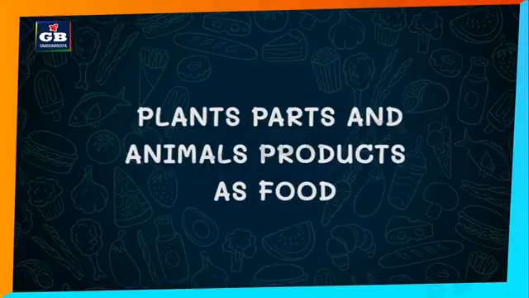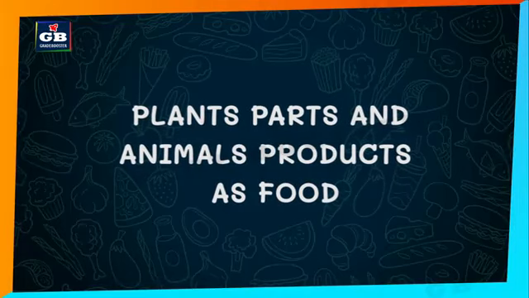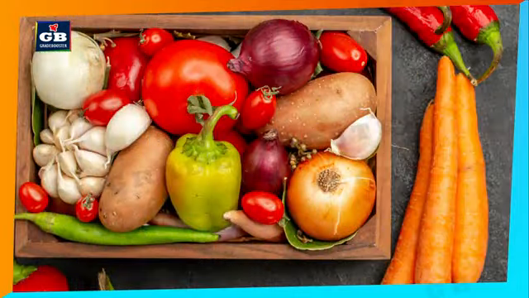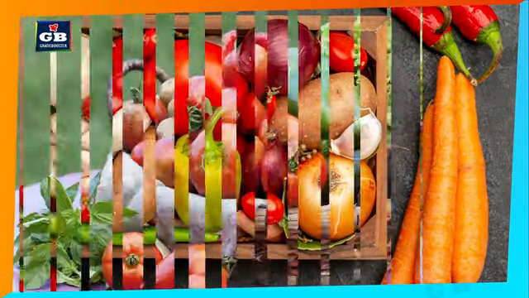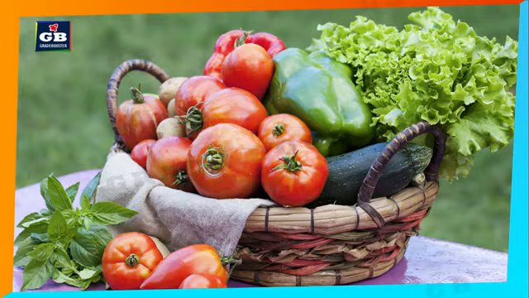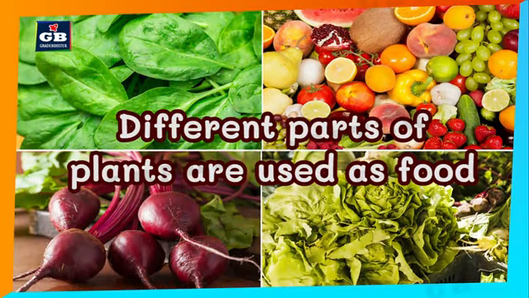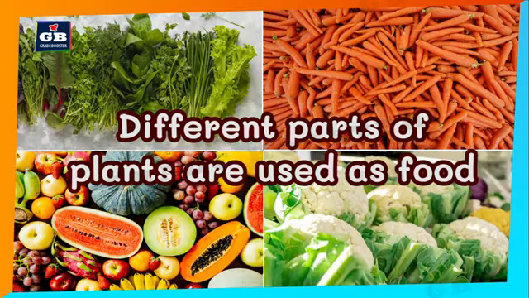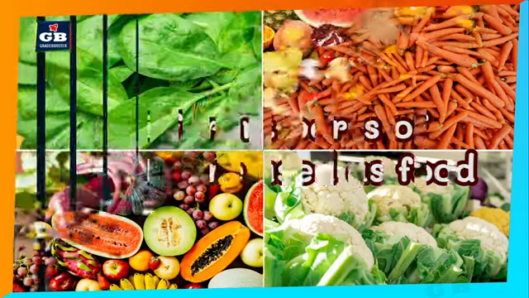Now let us see plant parts and animal products as food. So we have seen that we get our food ingredients from plants and animals. That means different parts of plants are used as ingredients in our food. In some plants, we may use the leaves as food. In some plants, we may use the stem. And in some plants, we may use its root as our food ingredient.